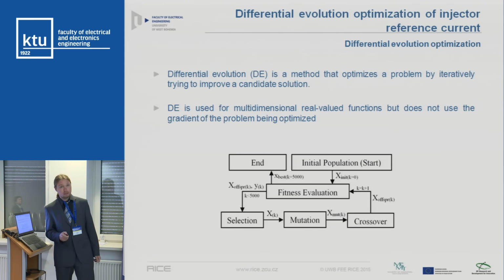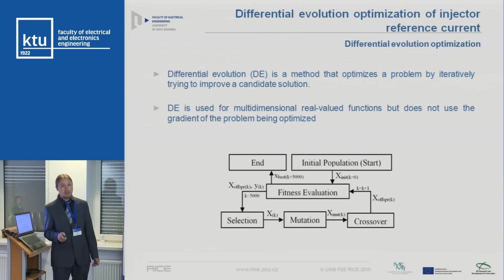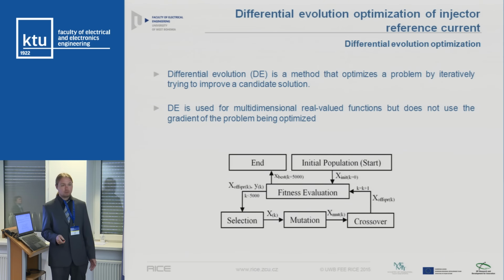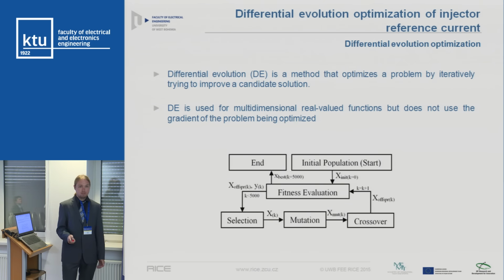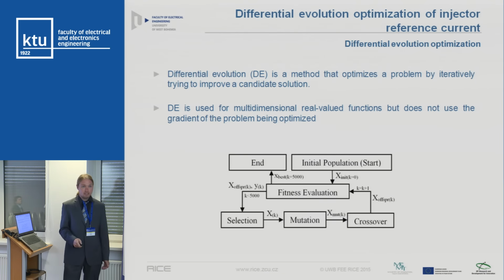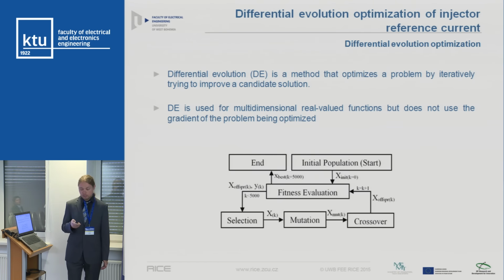This is how differential evolution works. We have some initial population. I will talk about these blocks later, but briefly: we have an initial population, we calculate the fitness evaluation, which for us is the peak-to-peak value. We select some possible candidates, we mutate them, we make some crossover and repeat this process several times. After we find the best, we use the best found values for current generation.